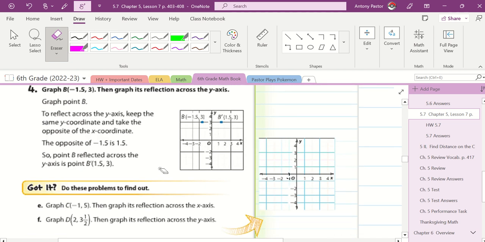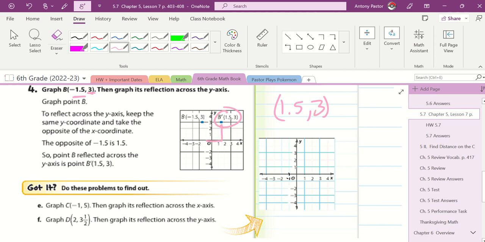All right, and then let's graph B, -1.5 and 3. We go -1.5 somewhere in here, right between 1 and 2, and then up 3, so it's right there. We're reflecting it over the y-axis. Reflect across the y-axis, keep the same y-coordinate. So our 3 would stay the same. Because remember, our y-coordinate is our second. So -1.5 would become positive 1.5. And it would be 3. And our reflection point would be positive 1.5 up to 3.